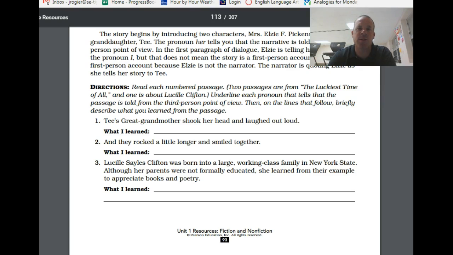And then in the lines, describe what you learned from the passage. So when it says T's great-grandmother shook her head and laughed out loud, what are you learning about maybe T's grandmother's personality? Things like that. And make sure that you underline the pronouns.